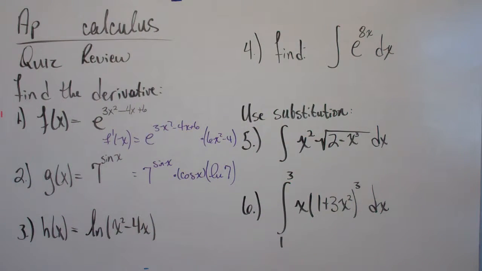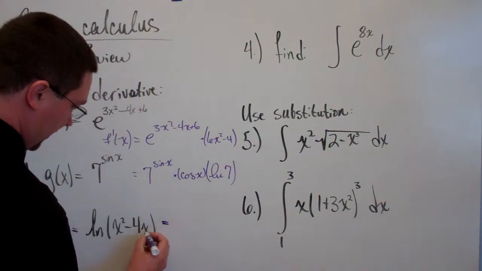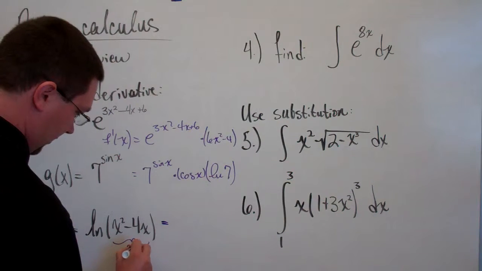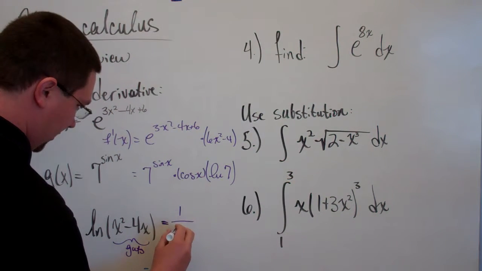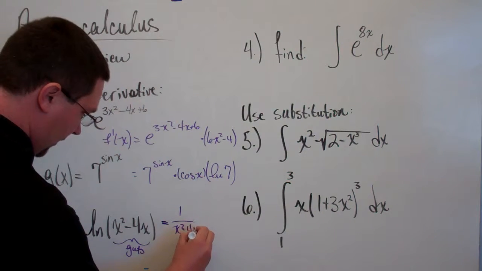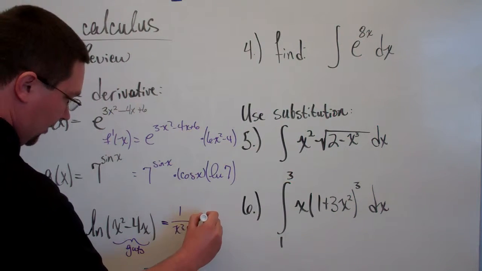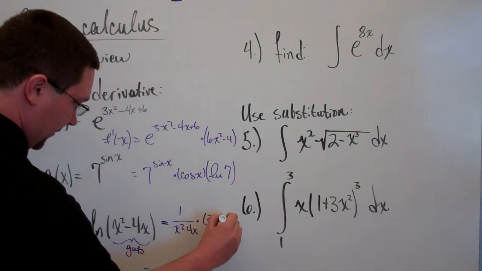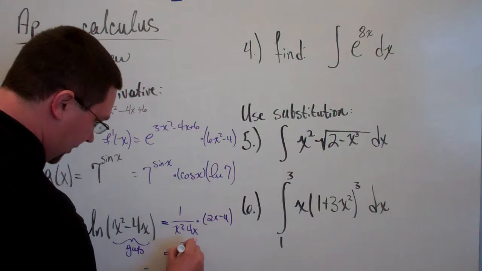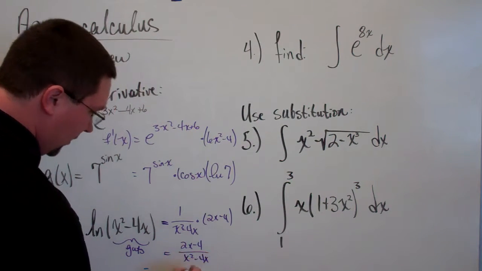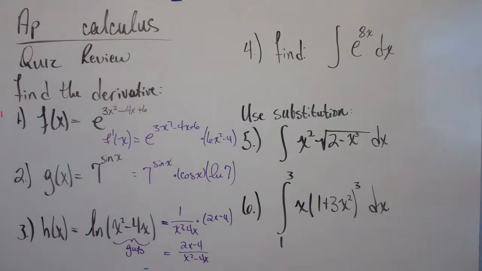Alright? Now, number 3, h of x. You have the natural log of x squared minus 4x. Remember, all this is, if you look at this as the guts, it's simply 1 over those guts times the derivative of the guts, which in this case is 2x minus 4. So you could also write this as 2x minus 4 over x squared minus 4x. And that's it for the first 3, guys. Now let's look at number 4.